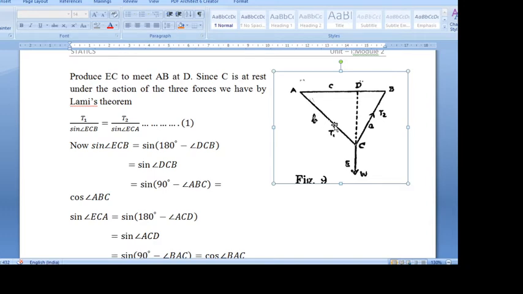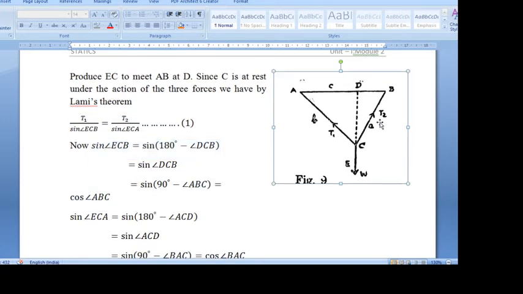The first force is proportional to the sine of the opposite angle. Here T1 is one of the forces. Therefore, T1 divided by sine of the opposite angle. What is the opposite angle? It is sine ECP. In the same way, T2 is the other force. Therefore, this is equal to T2 divided by sine of ECA. We take this as equation number 1.